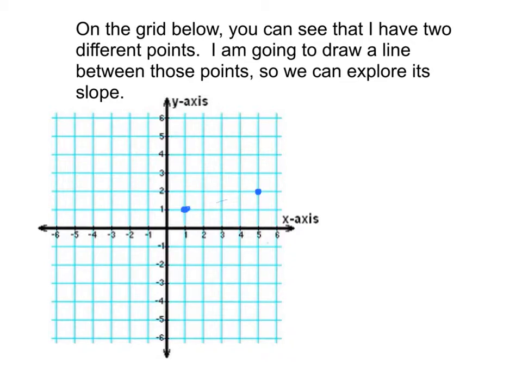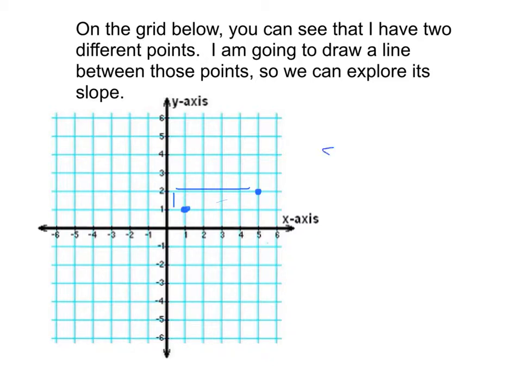As I said before, the slope of a line is really its steepness. So we need to figure out how steep this line is. The steepness or slope of a line is a comparison of its change in height compared to its change in distance. In math, we say the change in y compared to the change in x.